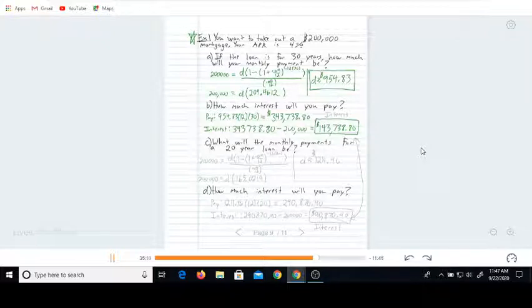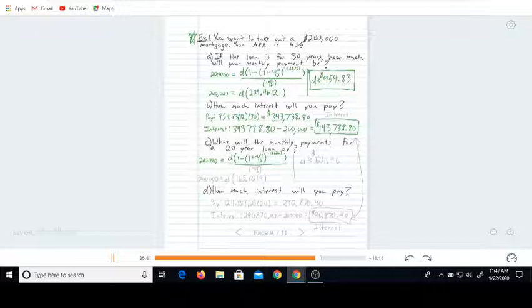What will your monthly payments be for a 20-year loan? So we know that for a 20-year loan, you're going to pay more per month than you do for a 30-year loan. But how much more? Let's find out. The loan's still a $200,000 loan. That doesn't change. Monthly payments, we don't know that. We're trying to figure it out. The APR is still 4%. That has not changed. The exponent is now for 20 years, not 30, so that number is different.